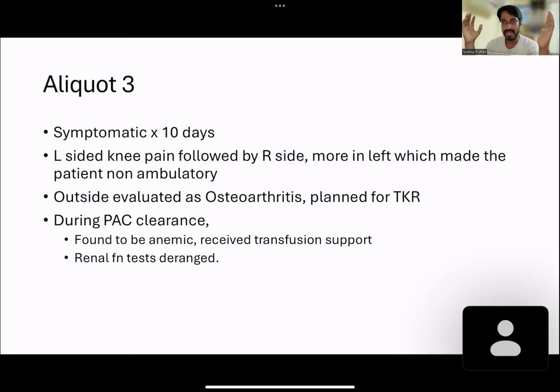I sent it for TLC DC. Actually, there's no role for TLC DC, I sent it for culture. I sent it for TLC DC also, nevertheless. Some protein and sugar also I sent, the routine things that we send. So I was working along the lines of a probable septic arthritis with secondary systemic involvement.